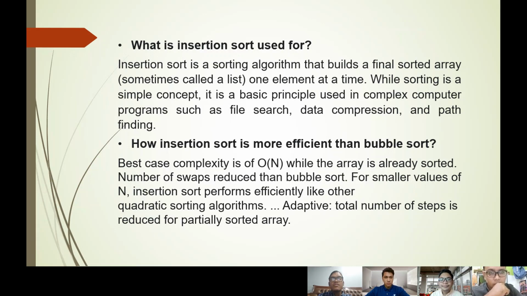How is insertion sort more efficient than bubble sort? Best case complexity is O(n) when the array is already sorted. The number of swaps is reduced compared to bubble sort. For smaller values of n, insertion sort performs efficiently like other quadratic sorting algorithms. Additionally, the total number of steps is reduced for a partially sorted array.